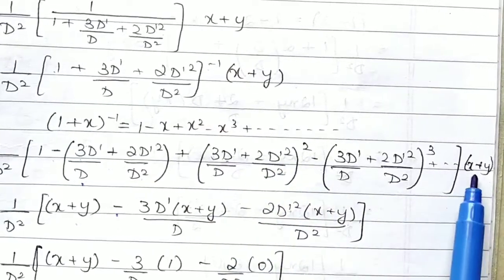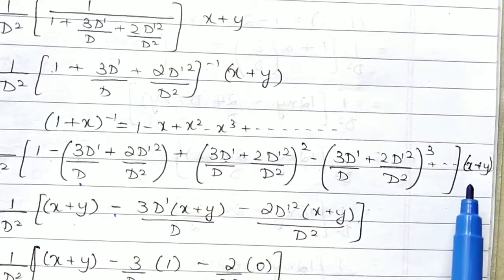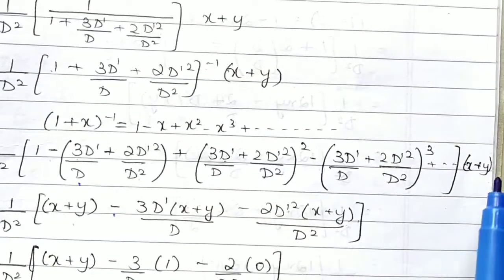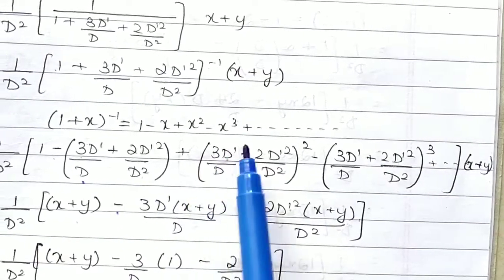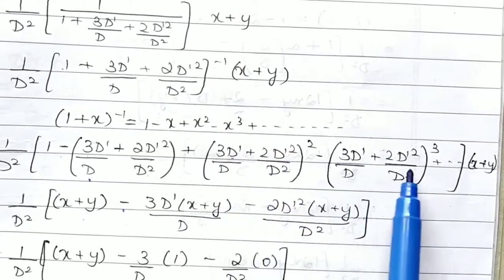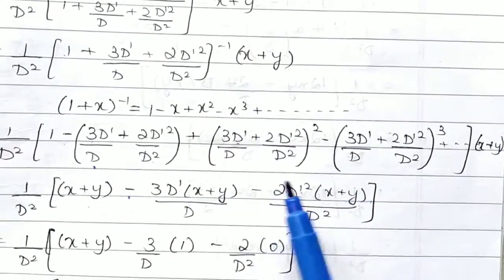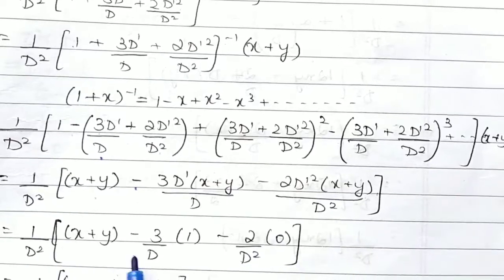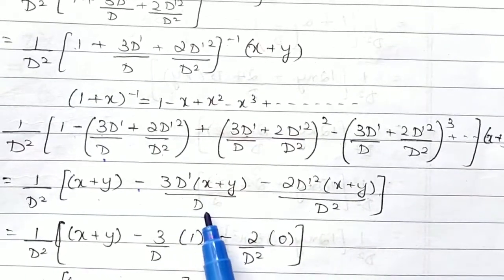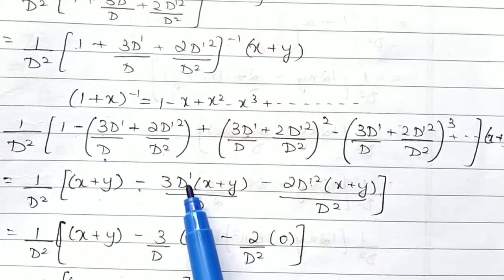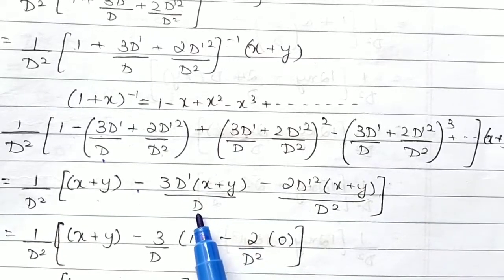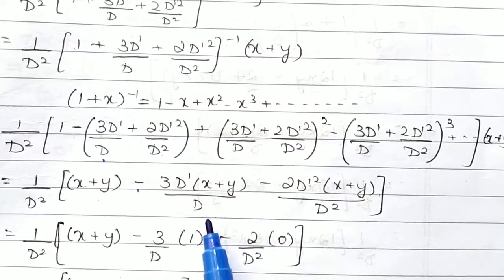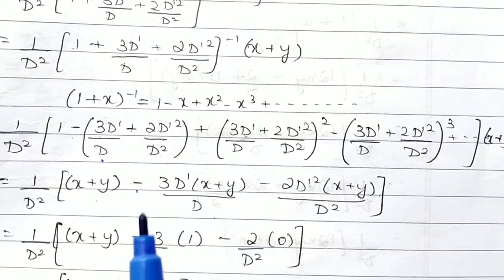With one-time differentiation only, here it will come 1. The second time differentiation it will become 0. So d dash square is not required. These all terms will become 0, so you can neglect them. So if you continue, x plus y minus, always d dash by d means first of all you have to differentiate, then you have to apply integration. 1 by d means integration, numerator means differentiation.